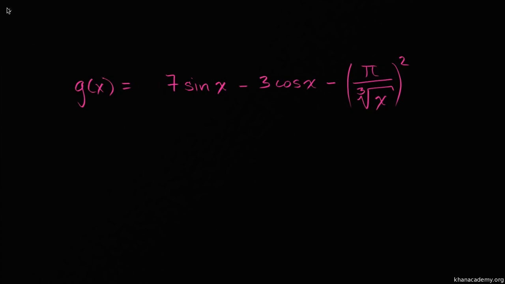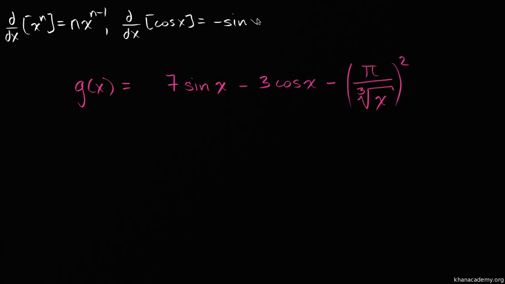our existing derivative properties, using what we know about the power rule, which tells us the derivative with respect to x of x to the n is equal to n times x to the n minus 1. We've seen that multiple times. We also need to use the fact that the derivative of cosine of x is equal to negative sine of x. And the other way around, the derivative with respect to x of sine of x is equal to positive cosine of x. So using just that, we can actually evaluate g prime of x. So pause the video and see if you can do it.